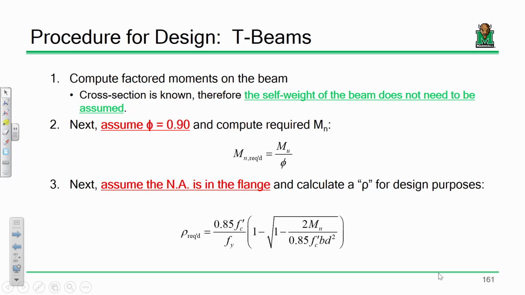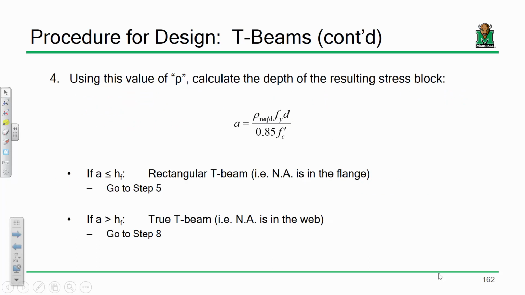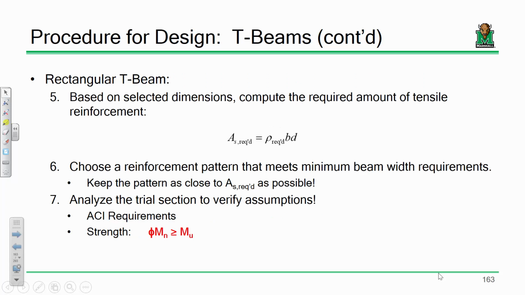Next, what we do is we have to figure out what type of beam we're dealing with. So we start off assuming that the neutral axis is in the flange. We compute rho. Remember, rho is our reinforcement ratio. That's how much steel we're putting in the beam on a percentage basis. So we determine rho as if it was a rectangular beam, and then we plug that rho value back in. Basically what we're saying is, if we used that much reinforcement, what would the depth of our stress block be? And so that tells us whether the assumption of a rectangular T-beam or a true T-beam is true. If we are dealing with a rectangular T-beam, then we just do rho b d, pick a steel pattern, move on.